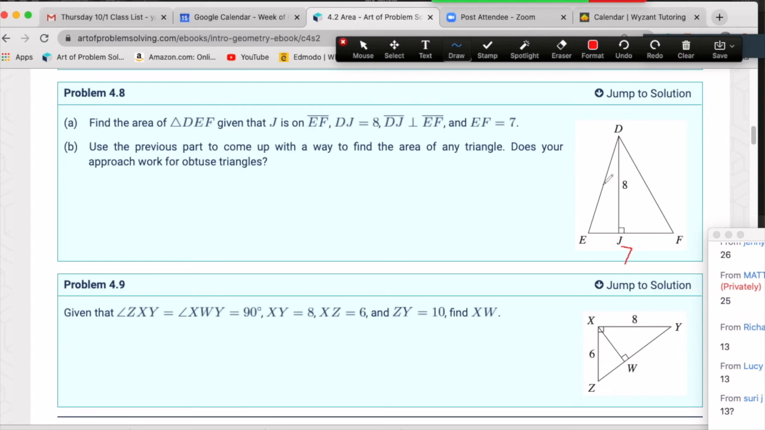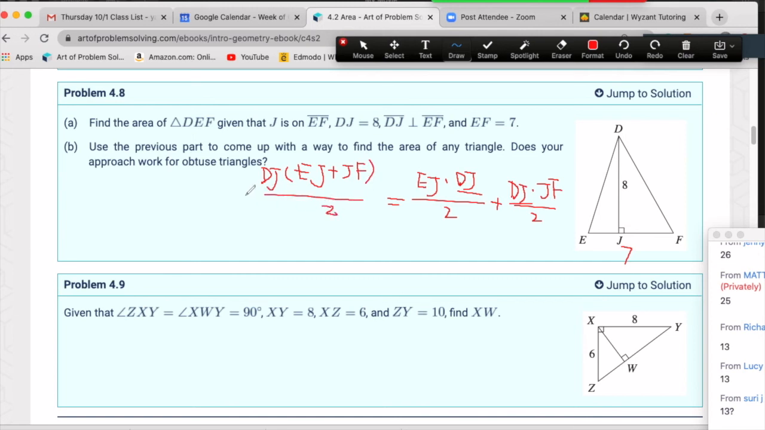Now let's first calculate the area of the right triangle DEJ. That equals EJ times DJ, then divided by 2. This gives us the area of DEJ. Then the area of triangle DFJ equals DJ times JF, then divided by 2. Right? What is the common factor here? DJ. So we can take DJ out. Then what are we left with? EJ plus JF, then divided by 2. EJ plus JF equals EF. So we get the area of this triangle equals DJ times EF, then divided by 2.